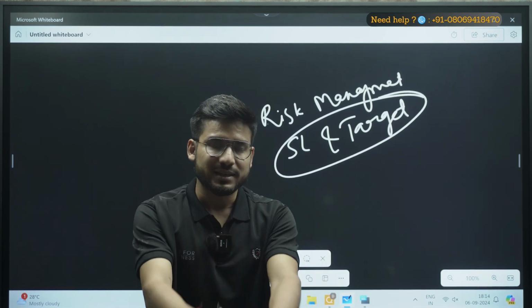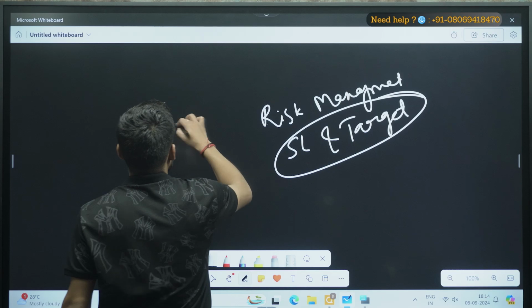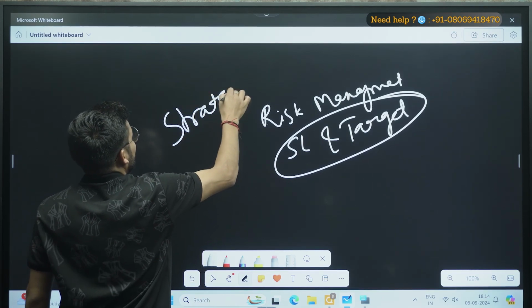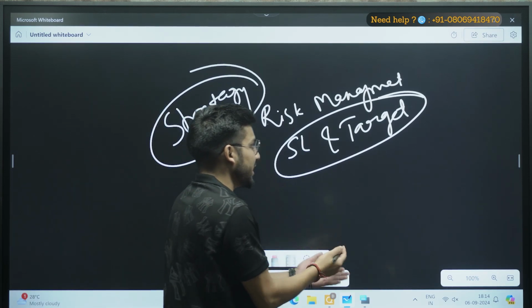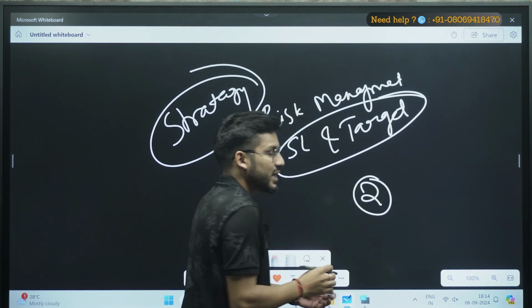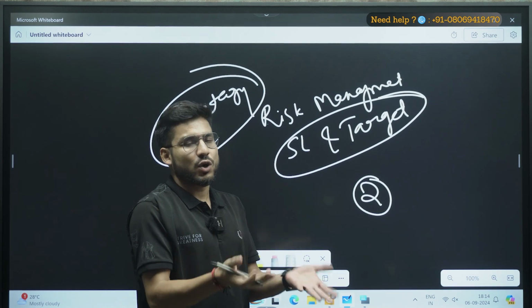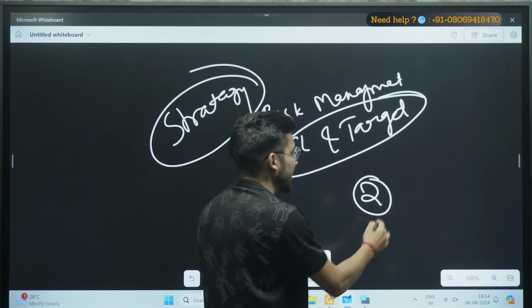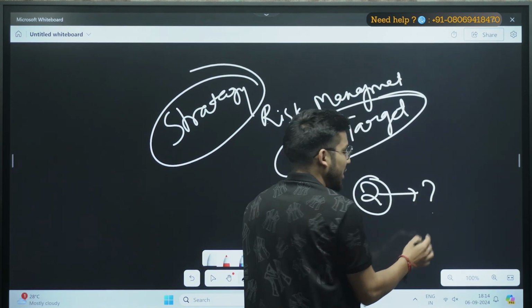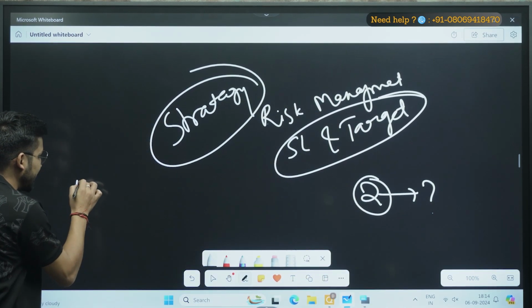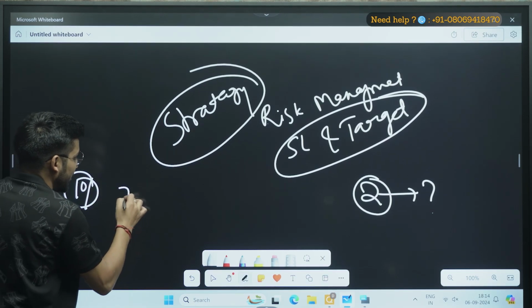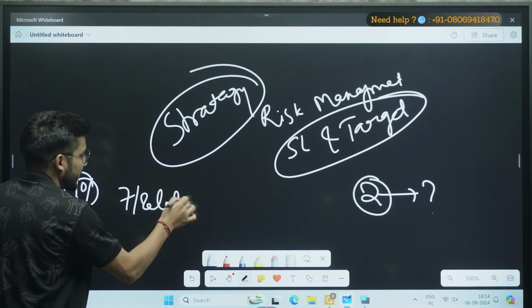The third thing that comes is the strategy. With which strategy are you going to trade? Are you going to trade with two lots because you know the market is not that much volatile? Either you will trade two lots for a certain range of points, or your strategy is, I'll trade for only 10 points and with 7 to 8 lots in BankNifty or Nifty.